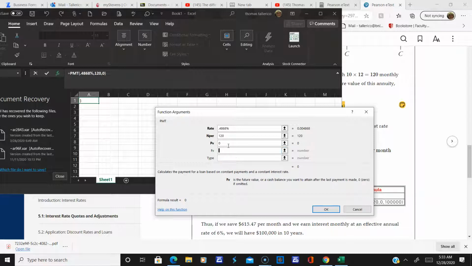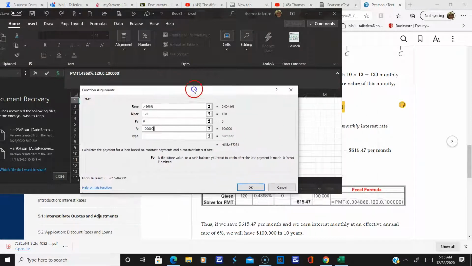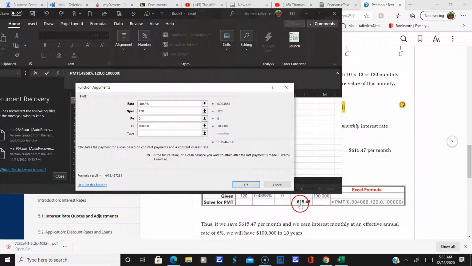And what I want to do is accumulate $100,000, right? And there's the number it comes up with. Now you notice it's negative, but it comes out to your answer, right? 615.47. Now you see yours is negative and mine is, and it's negative because that money's got to come out of your pocket, into the bank every month to accumulate 100,000. All right. So that's how easy that is.